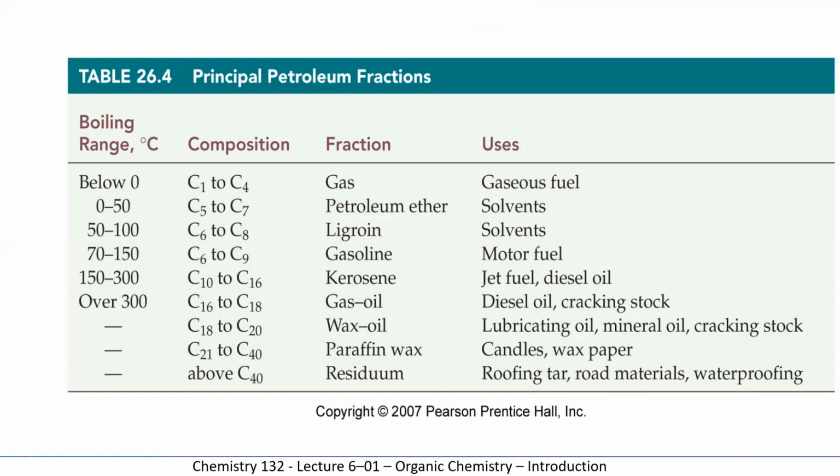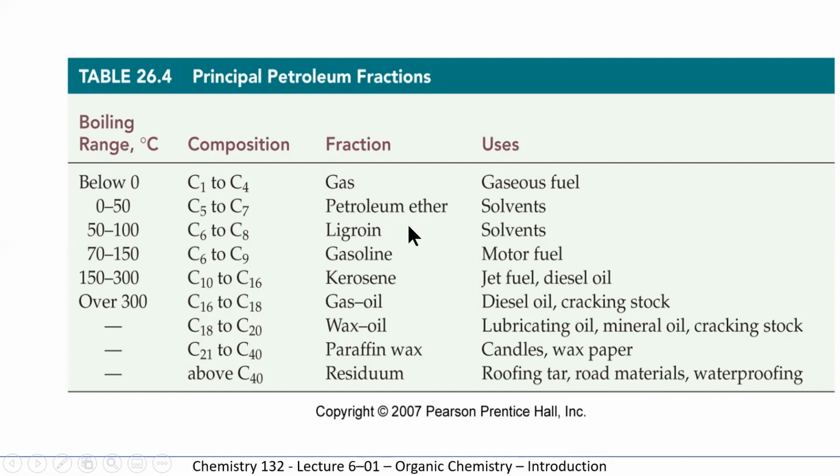So the principal fractions that are separated from this crude oil mixture are shown below here. The number of carbon atoms in the chains are shown. So you can see when they have 1 to 4 carbon atoms, typically those molecules have weak forces of attraction, so they're gases at 0 degrees Celsius. And of course, as you get longer carbon chains, forces of attraction get stronger, and the melting points change accordingly.